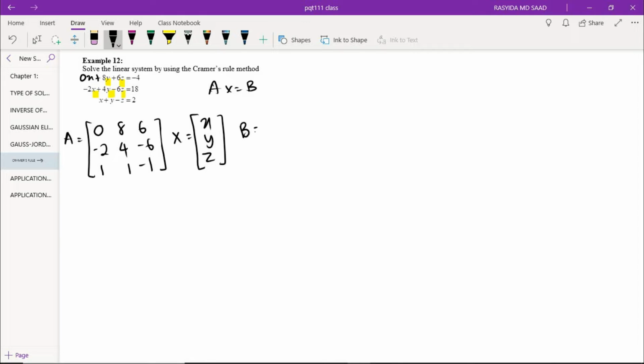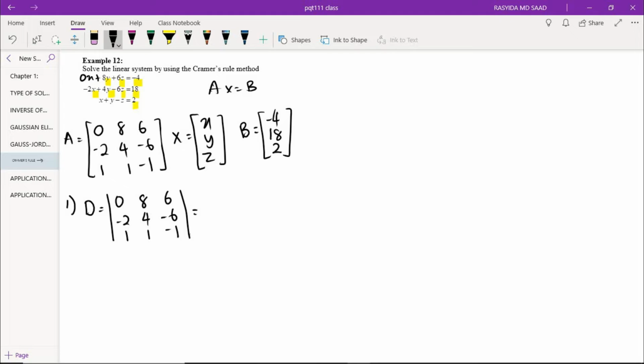And then for matrix B, remember this is at your right side: negative 4, 80, and 2. Okay. So for the first step, we need to find the determinant of matrix A. D is equal to 0, negative 2, 1, 8, 4, 1, 6, negative 6, negative 1. So I will use the third order determinant to find the determinant of matrix A.